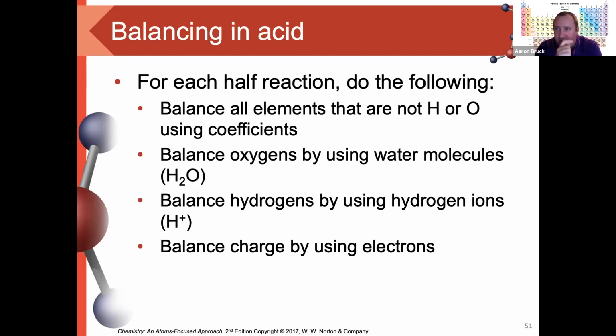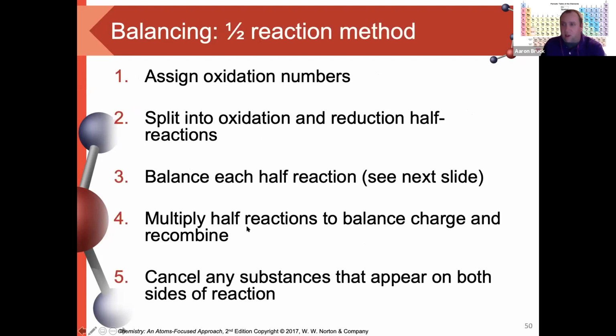And so for balancing in acid, what we do is we first start by balancing everything that's not hydrogen or oxygen. Then we balance the oxygens using water. We balance the hydrogens using hydrogen ions, H+, and we balance the charge using electrons. And so we would do this for each of the half reactions. And then we'd go back here, and once we had our half reactions, we would multiply them to make sure that the electrons that are being given up by the oxidation are being taken in by the reduction. And then we add them together and cancel anything that's common on both sides.